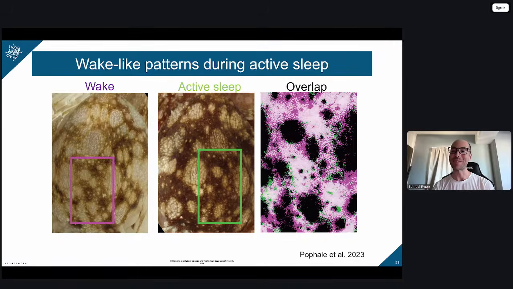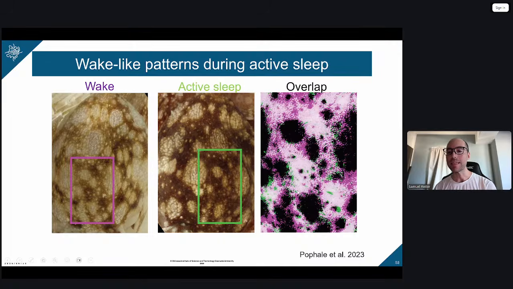And I think this is the most interesting aspect of active sleep in cephalopods. So we can find the animals do waking patterns. We can find the very similar patterns show up during active sleep. So here we have 2 images: waking image in purple, active sleep image in green. And here, after we've aligned these 2 images, this is the overlap image. So the white is overlap.